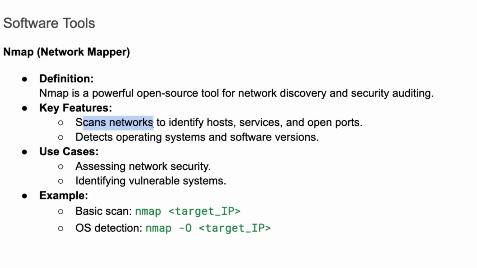So the key features are that we can scan networks to identify the host, the services, and open ports on it. We can also detect operating system and software versions. We can see what vulnerabilities exist on those open ports, because there is a list of vulnerability scripts that is actually available with Nmap. You can just run some of its pre-embedded scripts to try to discover vulnerabilities on any of the given ports and the various services or operating systems that are running on it. So it's a very, very powerful tool.